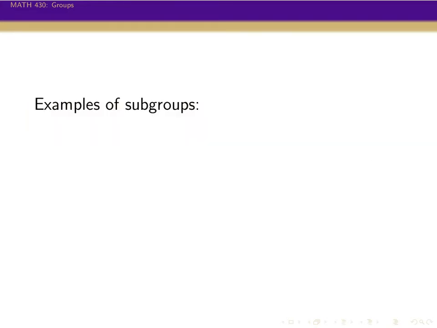So here are some examples of subgroups. Most of these we've already seen. Under addition, we saw that the integers and the rational numbers and the real numbers are all groups. Since the integers are inside the rational numbers, that makes it a subgroup of the rational numbers. Since the rational numbers are inside the real numbers, that makes it a subgroup of the real numbers. And the integers are also a subgroup of the real numbers.